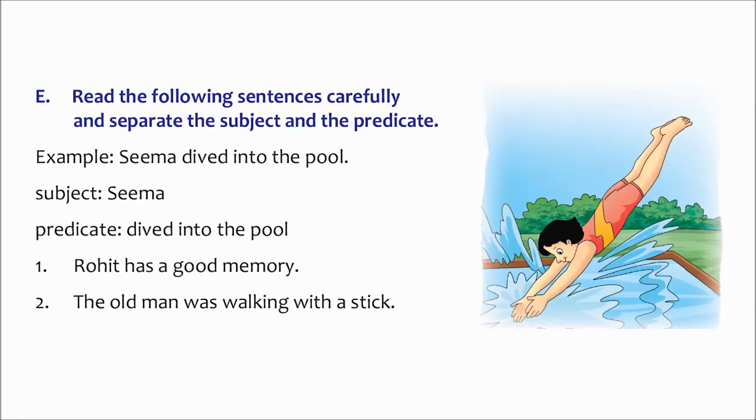Let's look at an example. Seema dived into the pool. Here, the sentence is talking about Seema. So, the subject is Seema. Predicate is dived into the pool. That's what Seema is doing. It gives information about the subject. Rohit has a good memory. Here the subject is Rohit. Has a good memory is a predicate.